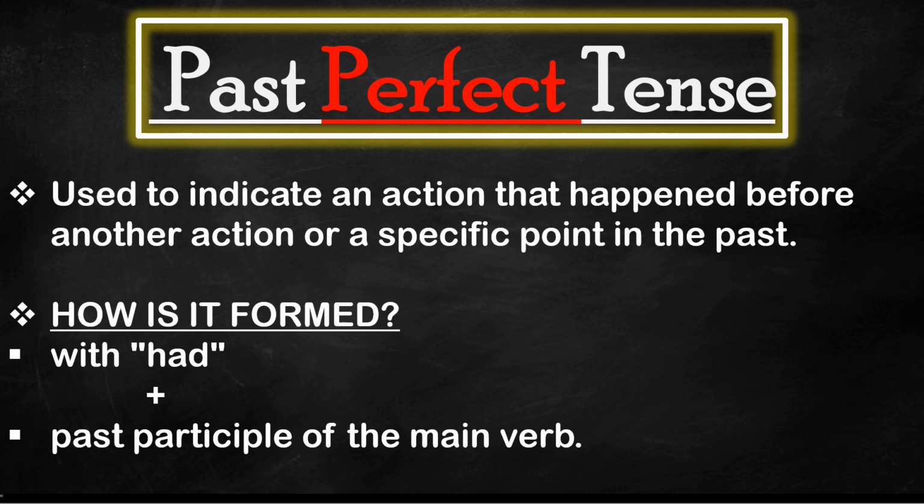Now, a past perfect tense is used to indicate an action that happened before another action or a specific point in the past. And how is it formed? You add the word had along with the past participle of the main verb. Let's see how.